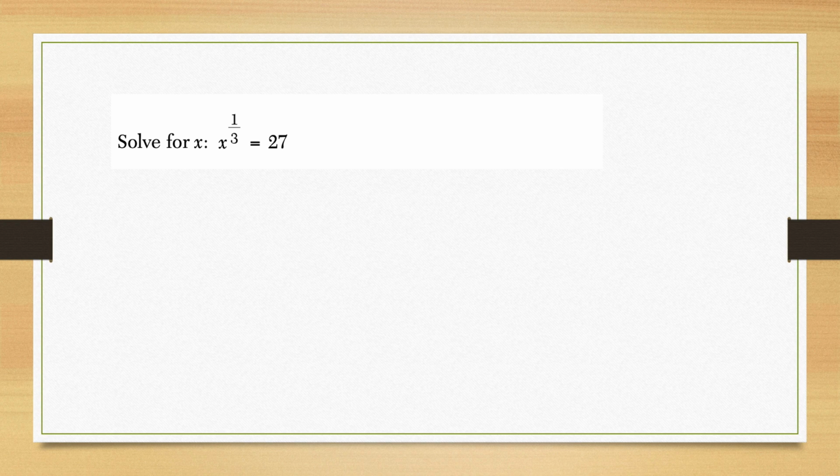So remember on these guys that we're going to raise both sides to the same power to get rid of this exponent on the variable, and it's always the reciprocal. So I'm going to raise both sides to the third power. When I do that, I get x is 19,683.